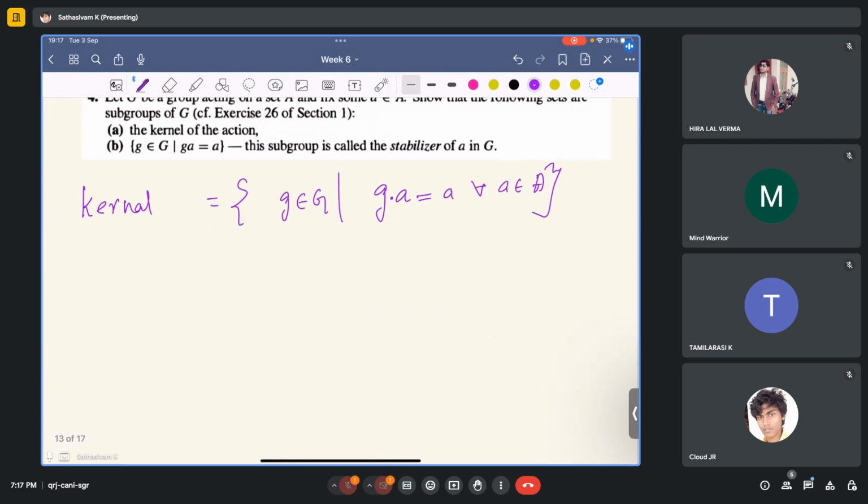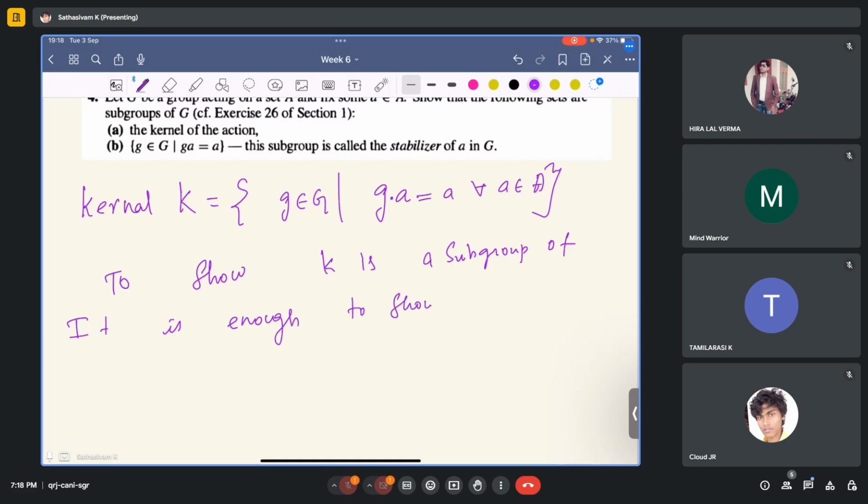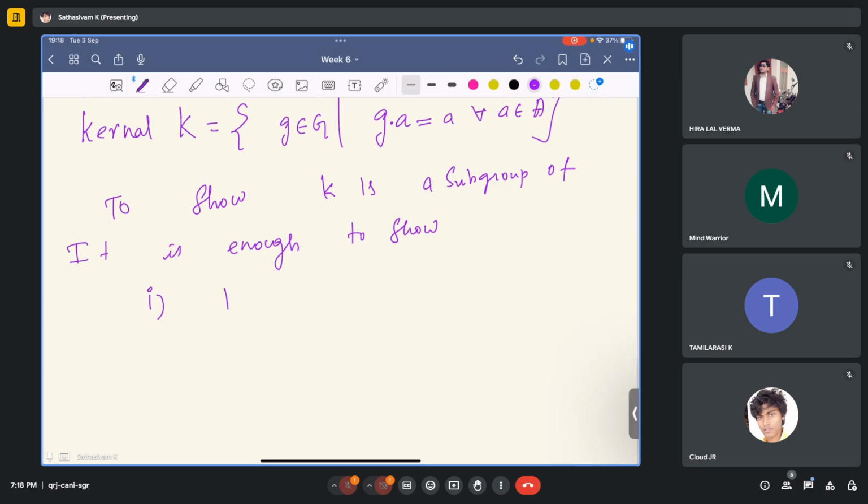In order to prove something is a subgroup, we just need to prove three things. One is that the identity belongs to it. Let me call this kernel K. So the identity belongs to K. To show K is a subgroup of G, it is enough to say the first one, identity belongs to K. What is the second one?